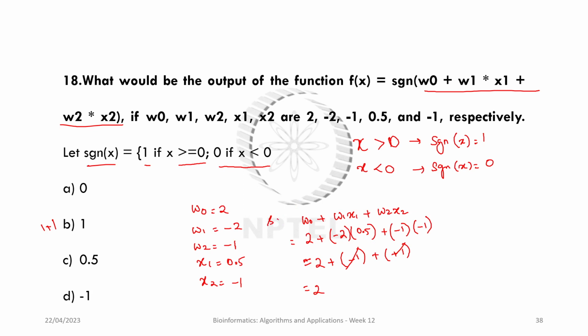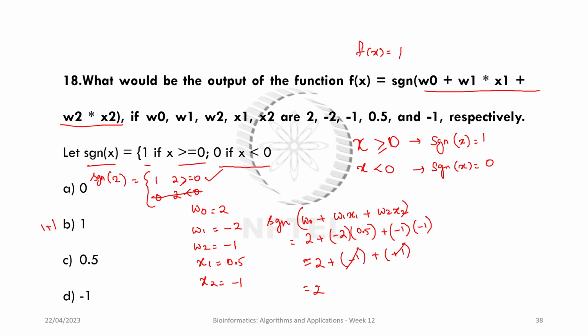Remember, you have sgn of this equation. So sgn of anything is equal to 1 if it is greater than or equal to 0, and 0 if it is less than 0. Which one is true? 2 is not less than 0, right? 2 is greater than or equal to 0. I mean, it is greater than 0. Therefore, sgn of this equation is equal to 1.